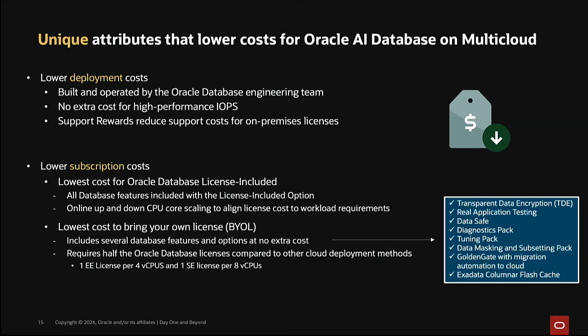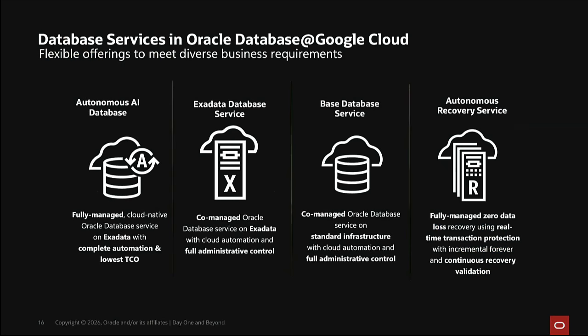When it comes to subscription cost, we have the lowest cost for what we call the Oracle database license included, that gives you all the features that are in the database. You have them available to you when you need them. And then on the right hand side in that little box, it shows you all the different options that are included for free as part of your Oracle database licensing as well. And then you have bring your own license. We know that many of you are still running on premises, looking to move to the cloud. Those licenses can be used within the cloud as well. Okay, so you have two options when you license your database.